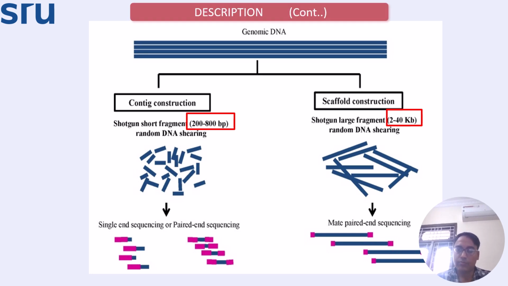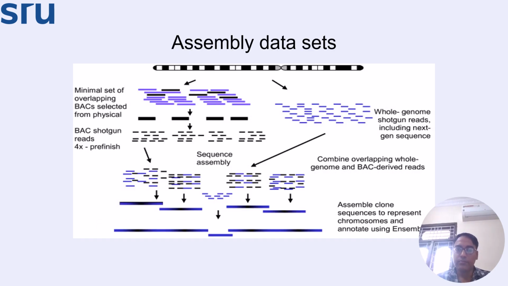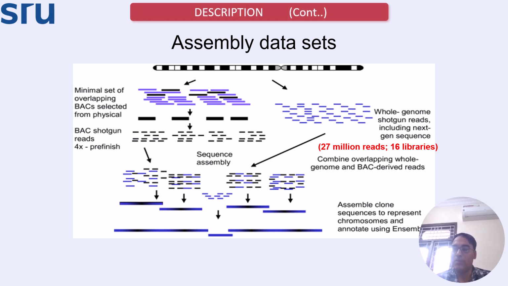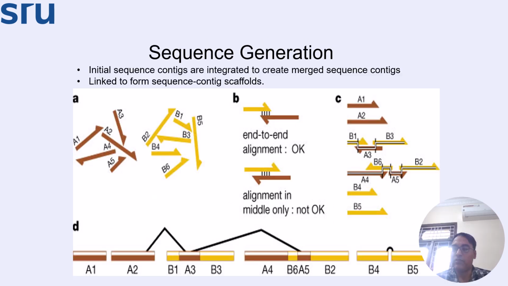Okay, see, this is the entire part in a nutshell. So it's the entire game of overlapping the parts. See, 27 million reads, 16 libraries, finally linking into the complete big genome.